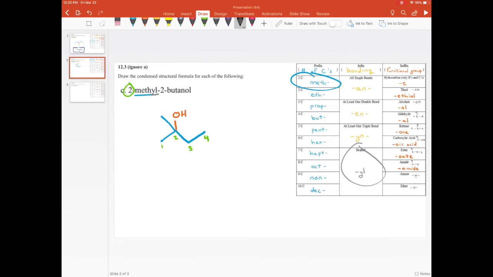If you want to see what this would look like all in the same color, it would look like this. That is 2-methyl-2-butanol right there.